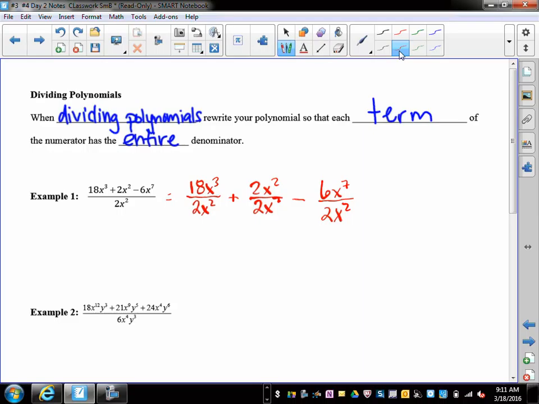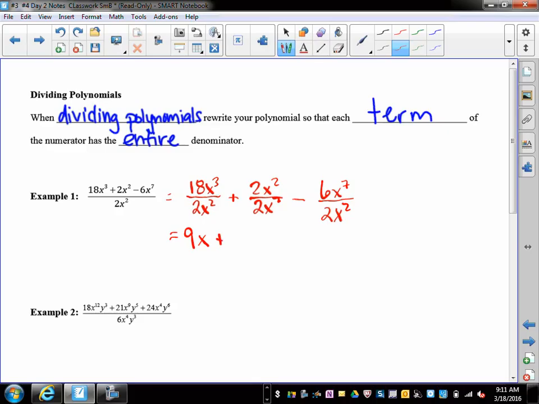Okay, so now that we've broken it up, we simplify each one. Jonathan, help me out here. What does 18 over 2 give me? 9. Good. And x cubed over x squared? x. Remember, when we are dividing like bases, we subtract our exponents. Notice how what we just did last unit is coming into play here. It's kind of how math goes. What we just did comes back.